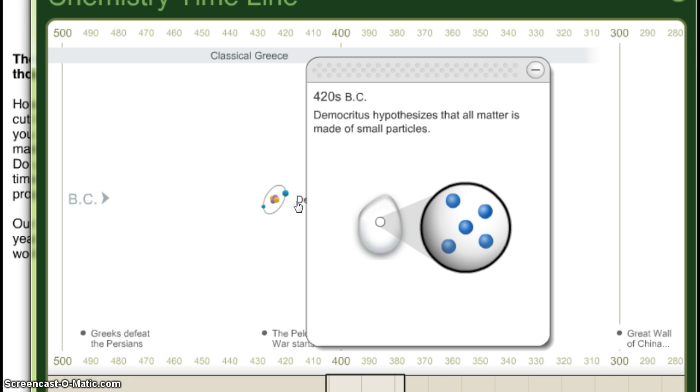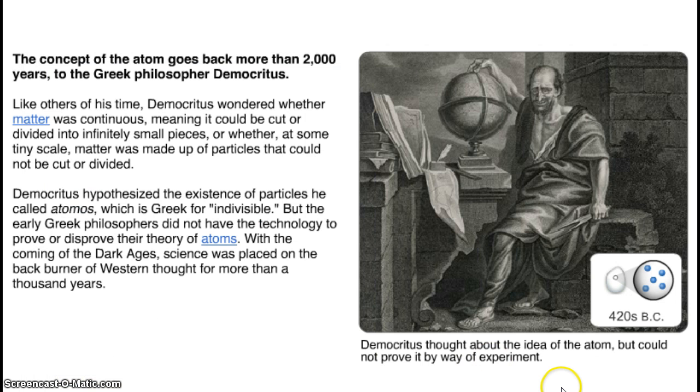So Democritus hypothesized that all matter is made of small particles, which if you think about how long ago that was and think about stuff that they didn't have back then. They didn't have indoor plumbing, they didn't have microscopes, they didn't have electricity. And back then he came up with this idea, so it's pretty impressive. Democritus thought about the idea of the atom but could not prove it by way of experiment.